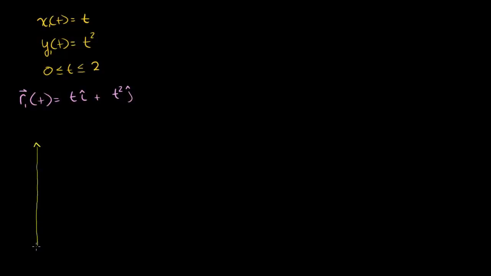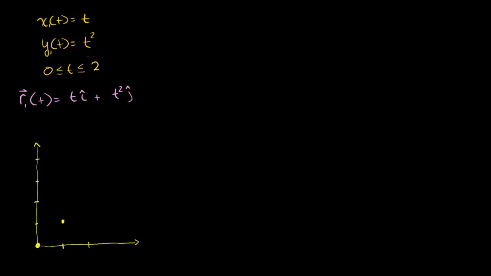So we've got 1, 2, 3, 4, and then let me draw my x-axis. I want it to be roughly to scale, 1 and 2. At t equals 0, both my x and y coordinates are 0, so this is just going to be the 0 vector. This is where we are at t equals 0. At t equals 1, this is going to be 1 times i, plus 1 times j, right? 1 squared is 1, so we're going to be right there.